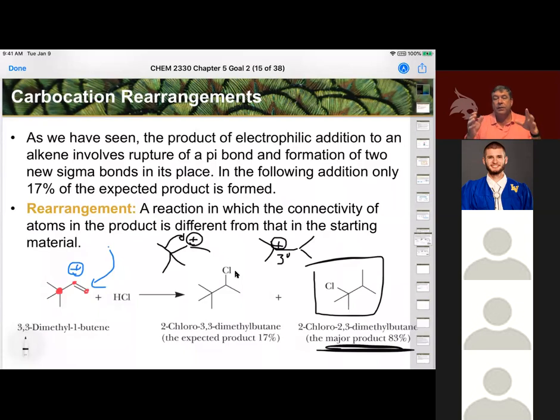So, questions about carbocation stability? When it can rearrange to make a tertiary carbocation, it will. And you only move hydrogens and methyl groups. Nothing else will move. And hydrogens tend to move faster. Okay.